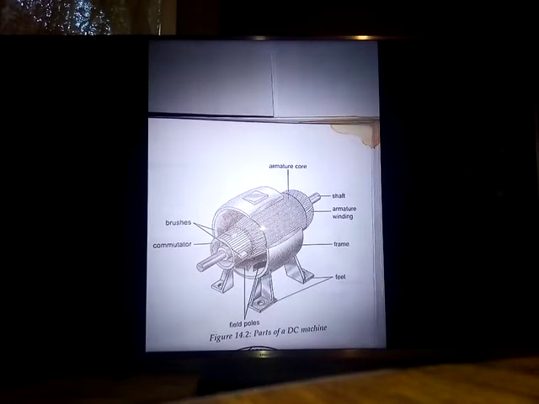Let us then have a look at the physical construction of a DC machine. That is, let us have a look at the constituents of a DC machine. You will notice that there are two main parts of this machine. There is an outer casing and there is an inner part. Now look at the outer casing. The outer casing is called a yoke. It is a steel frame.